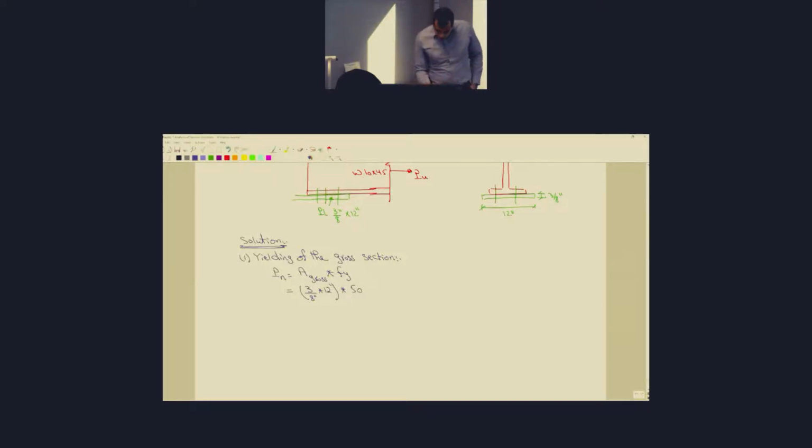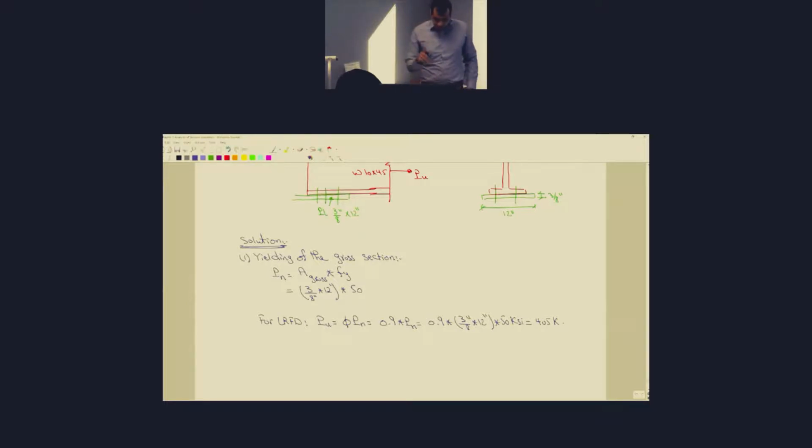And then for the LRFD, the ultimate strength is just phi multiplied by Pn. So phi is 0.9 multiplied by Pn. So 0.9 multiplied by 3/8 of an inch multiplied by the 12 inches multiplied by the 50 ksi. So the total is 405 kips. So that's the maximum strength of those plates.